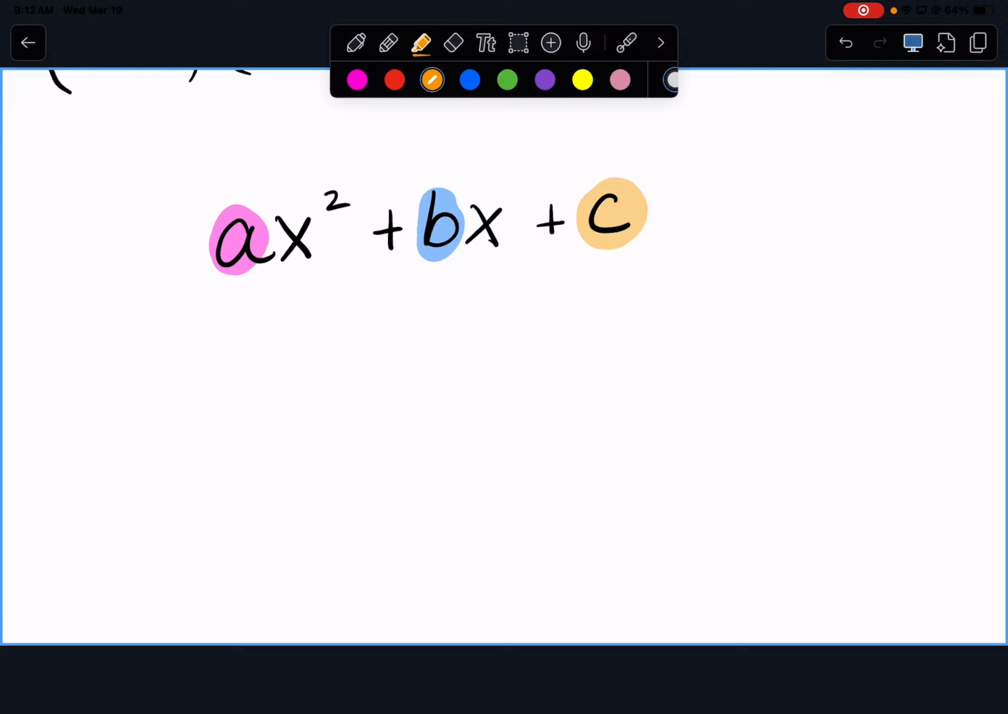Okay, so the biggest thing that we need to be able to do is identify our A, B, and C. So if I gave you this right here, what is A? It's just the 5. Okay, it's just the number in front. It's just the coefficient. So what is A? 5. What is B? 3. -3. We take the sign with it. What is C? 7. All right, now we're actually going to look at example 1 on our papers.